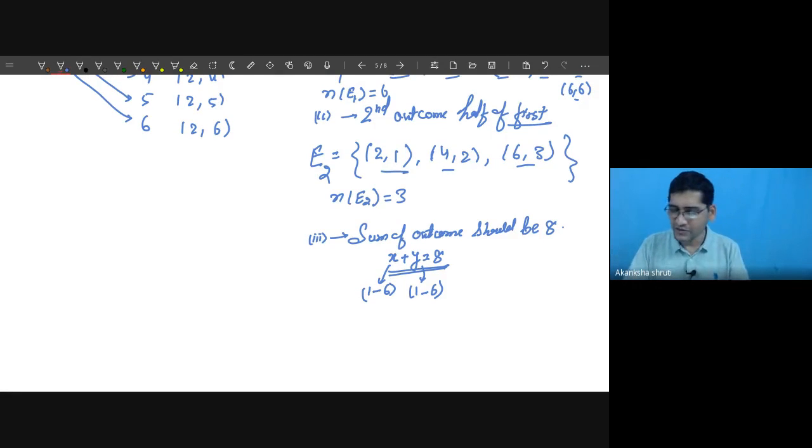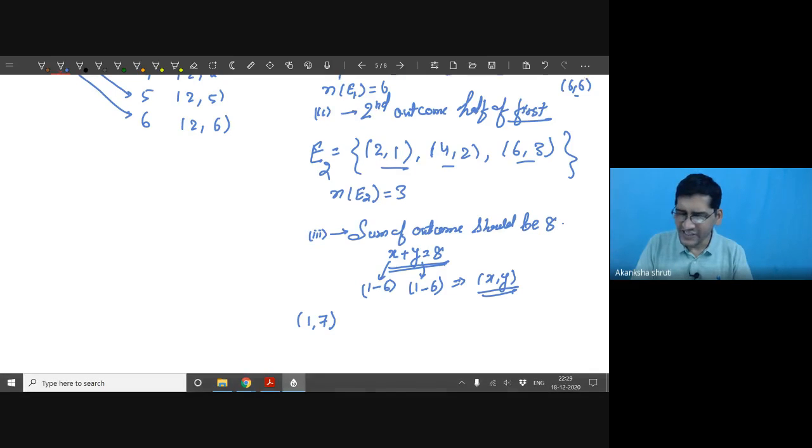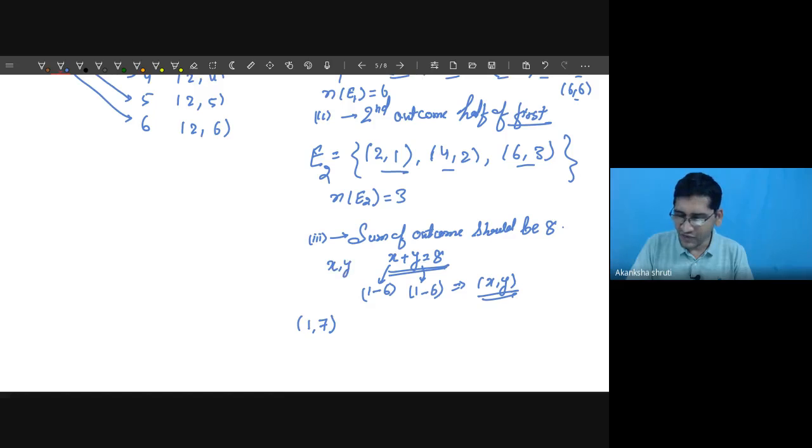So what could be the pair? That way we need to search the pair XY. If I choose 1 on the first die, then the second die must have 7 to get 1 plus 7 as 8. Means we have to choose X and Y such that X plus Y is 8. Choose 1 on the first, the other shall have 7, but 7 is not there. It means this choice is wrong. We shall not choose this. We shall go on increasing the outcome. On the first die, I am choosing 2, second die 6. Yes, possible. On the first die 3, second die 5.